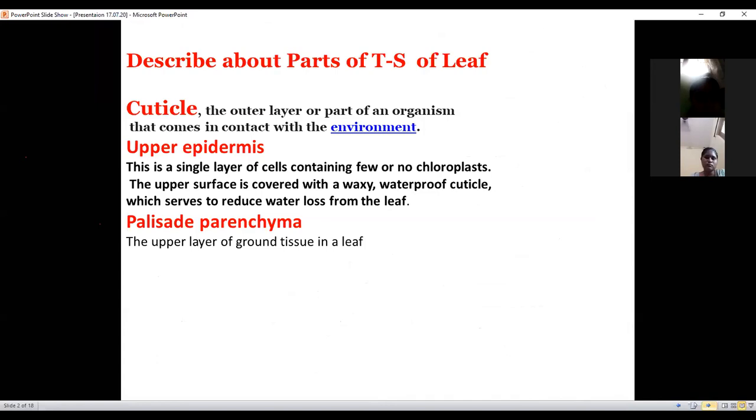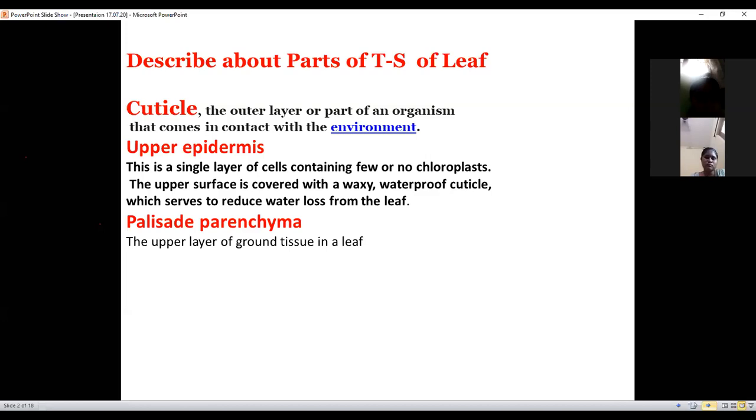Once again, see this picture. What is the explanation of the parts? The first part is cuticle, the outer layer or part of an organism that comes in contact with the environment. The next part, upper epidermis. This is a single layer of cells containing few or no chloroplasts. The upper surface is covered with a waxy, waterproof cuticle which serves to reduce water loss from the leaf. Upper epidermis helps to reduce water loss from the leaf.